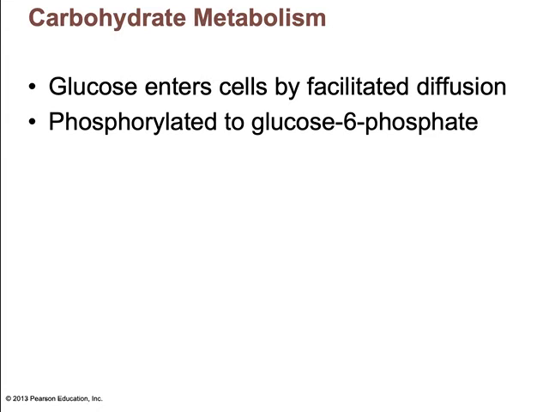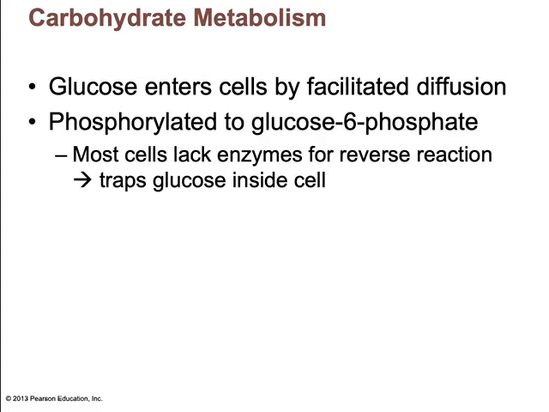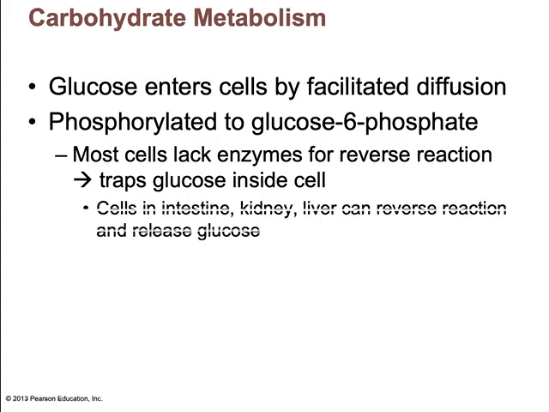into glucose 6-phosphate. And the reason for that is to trap the glucose inside the cell so it doesn't flow out the other direction. Okay? Most cells lack enzymes for stripping the phosphate off of the glucose, and so the glucose is now locked into the pathway, right?